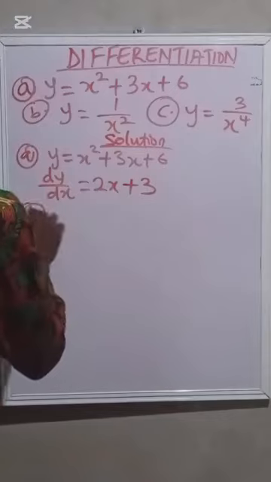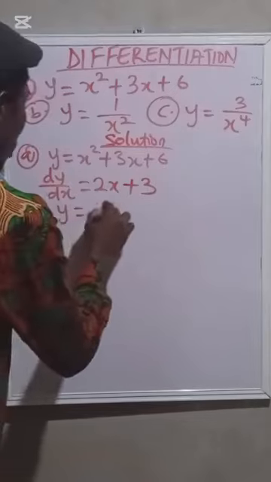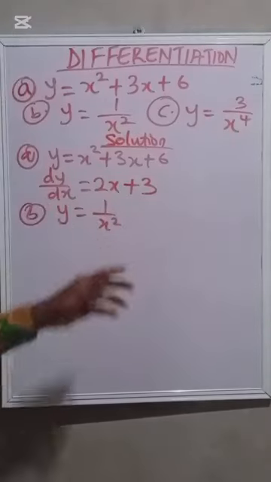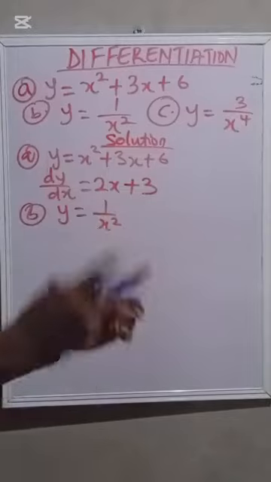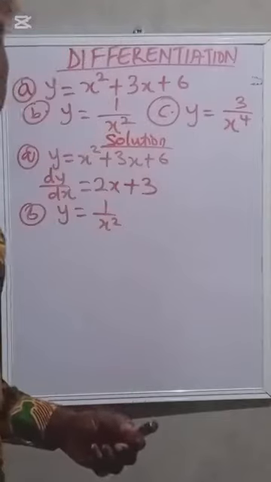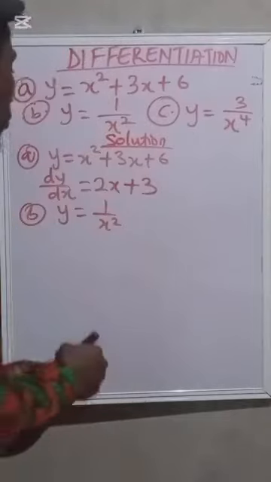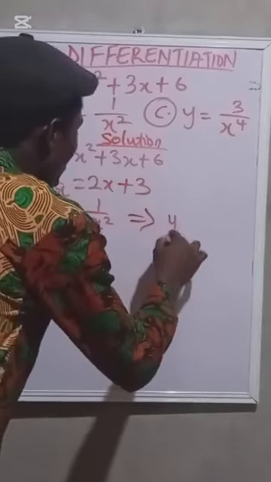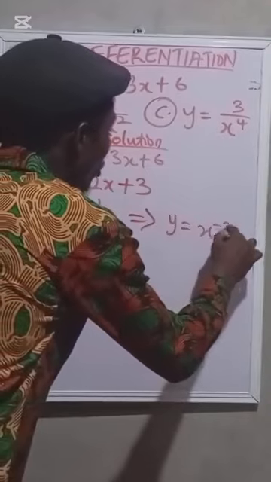Then for B, you have y equals 1 over x squared. I will implore you that when you have something like this, convert it to indices. You recall that in indices, when you have 1 over something, it's the same thing as that thing to the power of minus. So this implies that y is equal to x to the power minus 2.